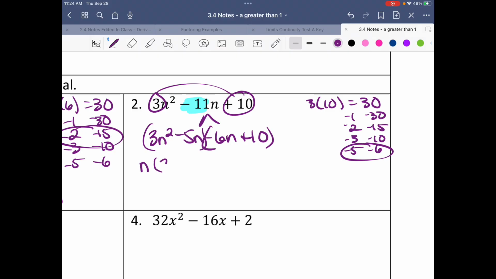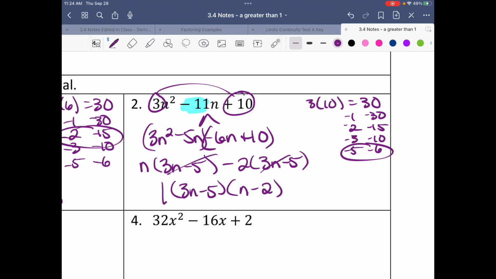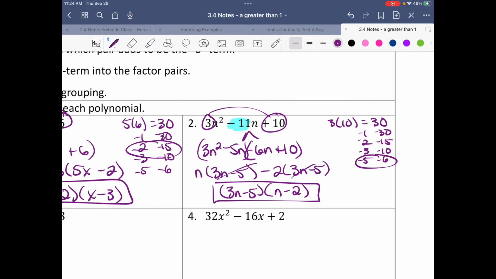Group, first two and last two. GCF of the first group. GCF of the second group. Common binomial. And whatever is left.